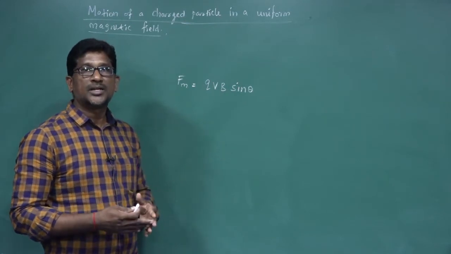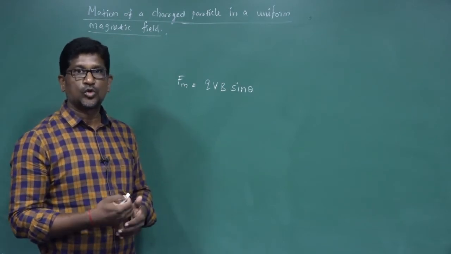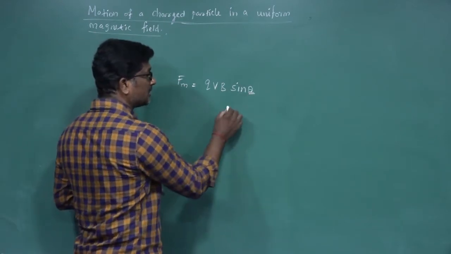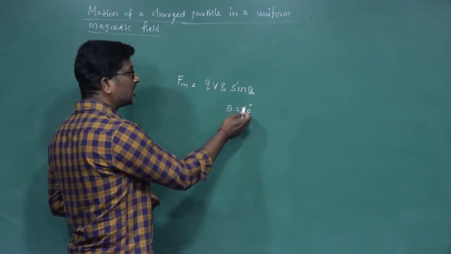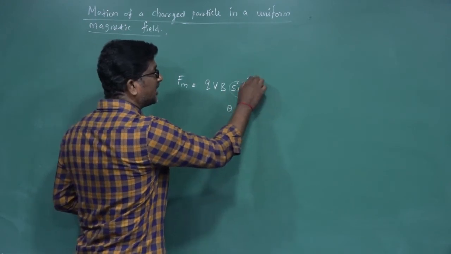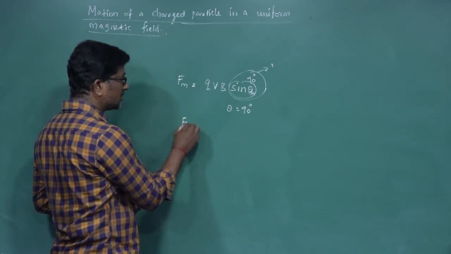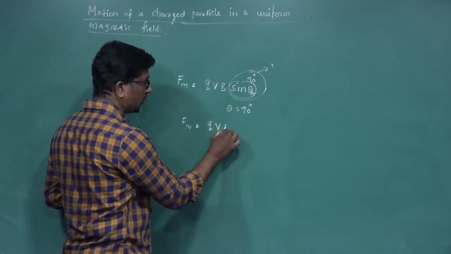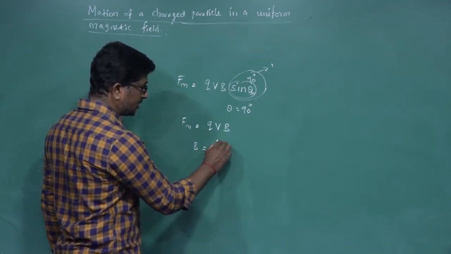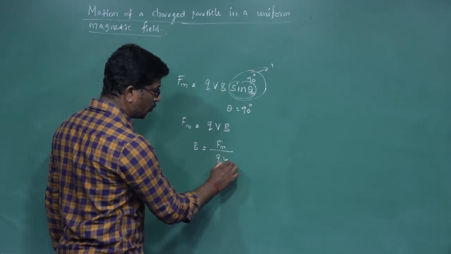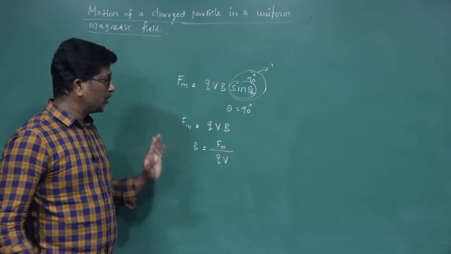Suppose the charged particle is moving with a velocity v perpendicular to the direction of the magnetic field. In that case, the theta value is 90 degrees. So substitute theta equal to 90 degrees here. Then sin 90 becomes 1. Then this equation becomes F suffix m is equal to q v into B. Or this equation can also be written as B is equal to F suffix m divided by q into v.